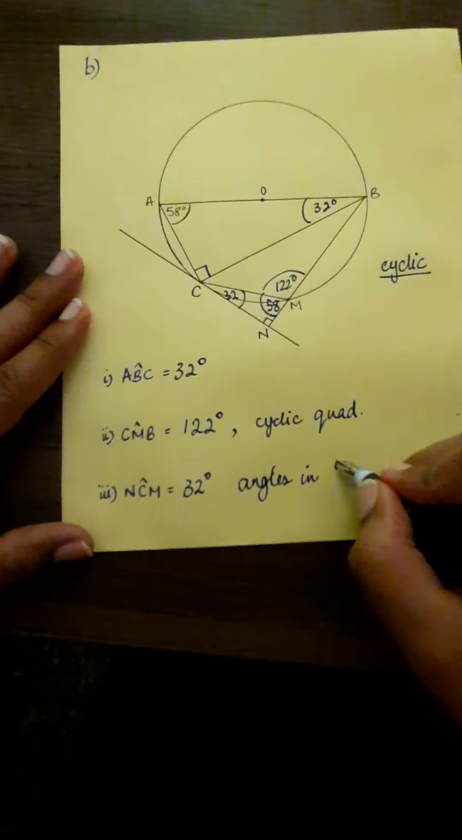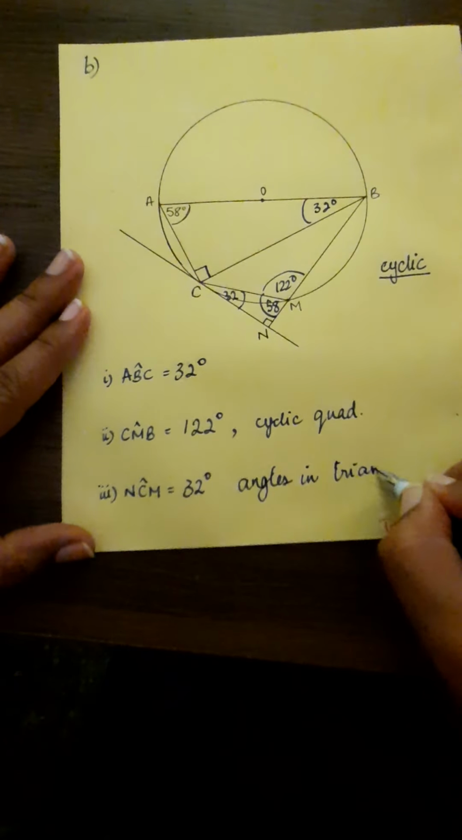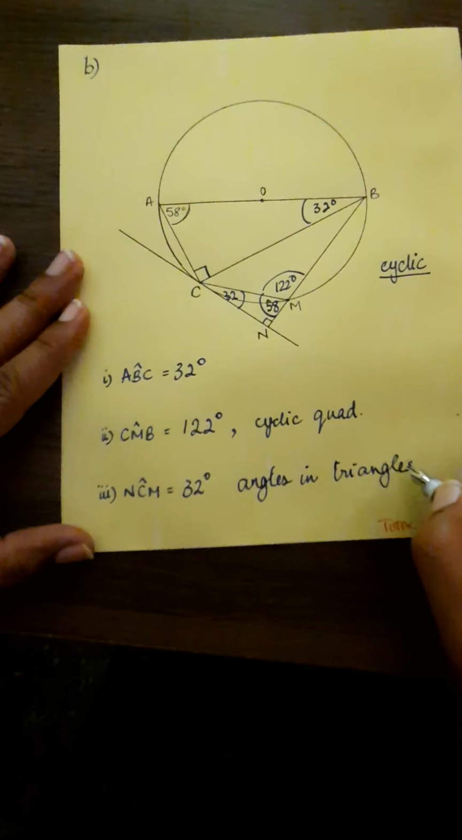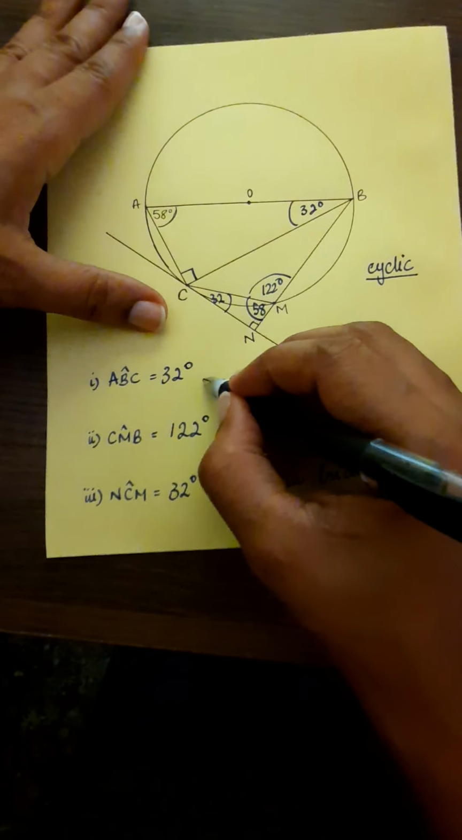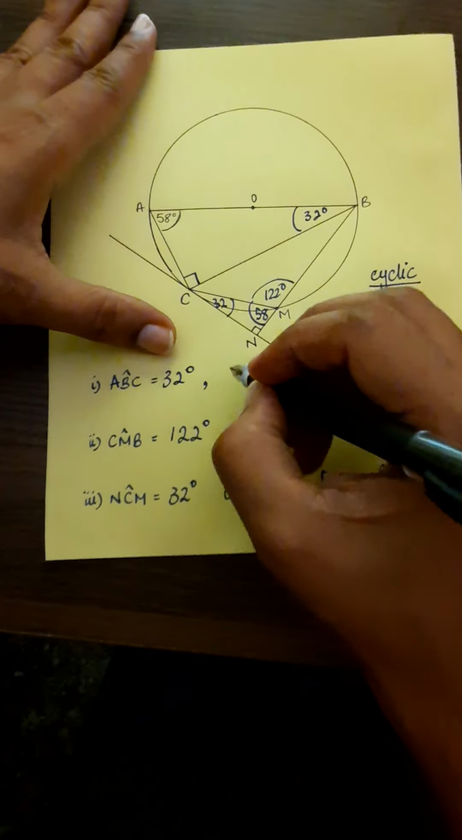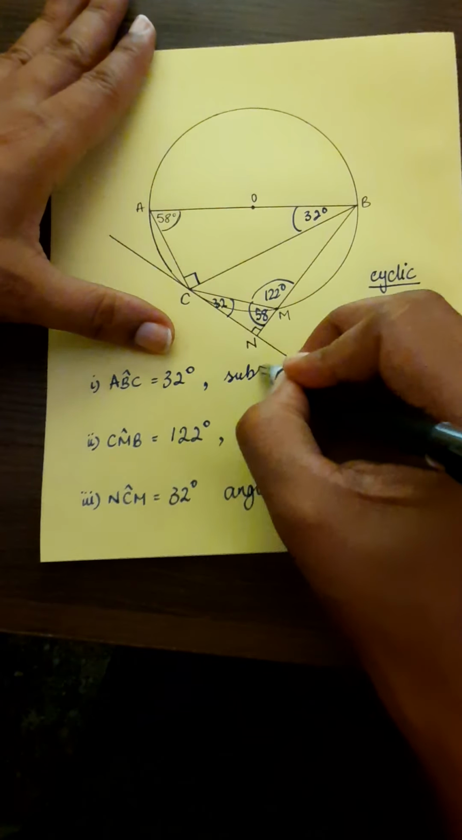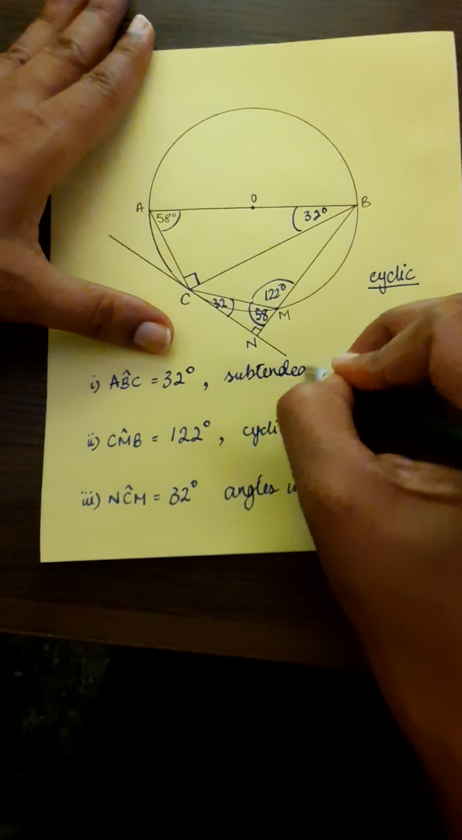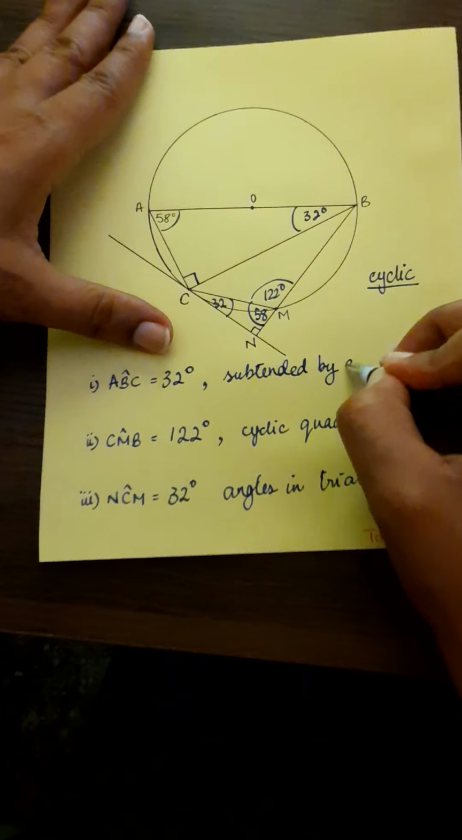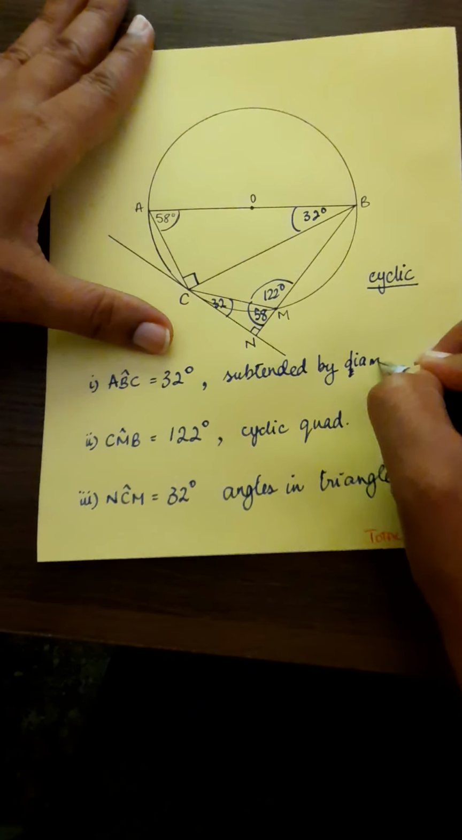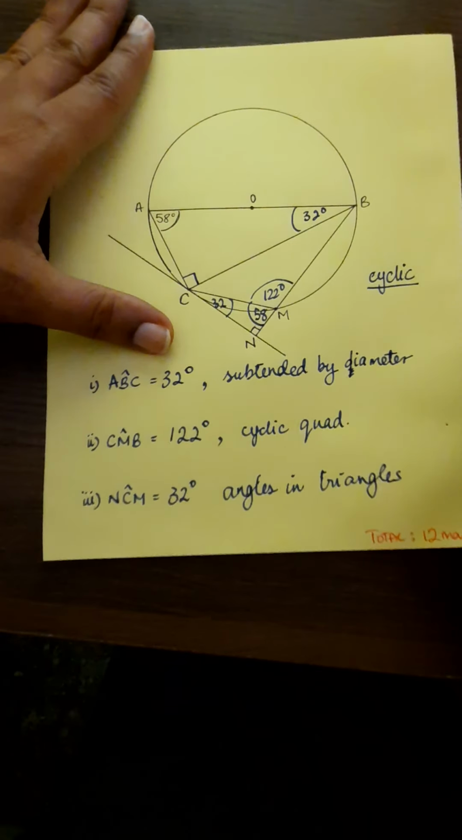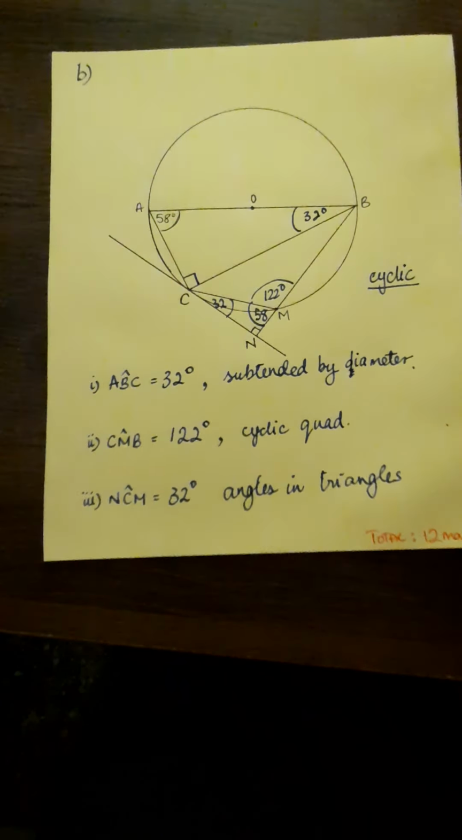And I'm just going to put angles in triangles. For this up here, I'm going to put, I don't know, subtended by diameter. And that is question 9, 12 marks.